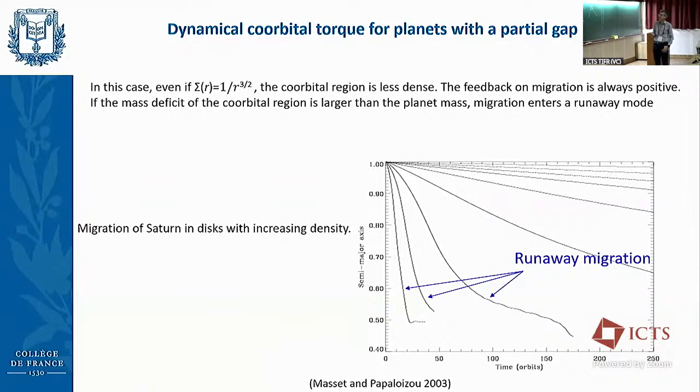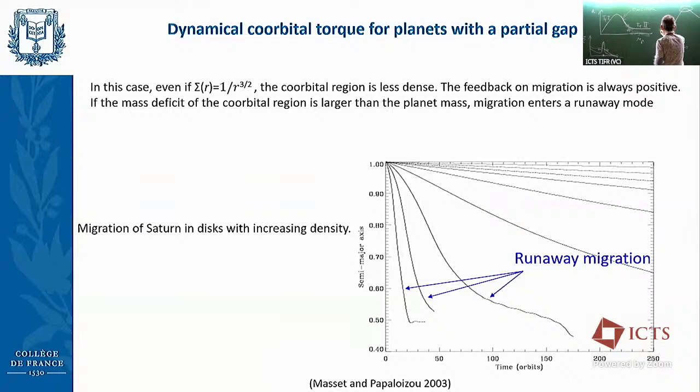And this is what happens for planets. So this is the distance of the planets as a function of time for planets of different masses. So they have deeper and deeper gaps. And at some point, you can go into a runaway migration, where migration even accelerates exponentially. And this happens when the mass deficit in the orbital region, so the mass that is missing in the partial gap, is large. So now we are in a situation like this.